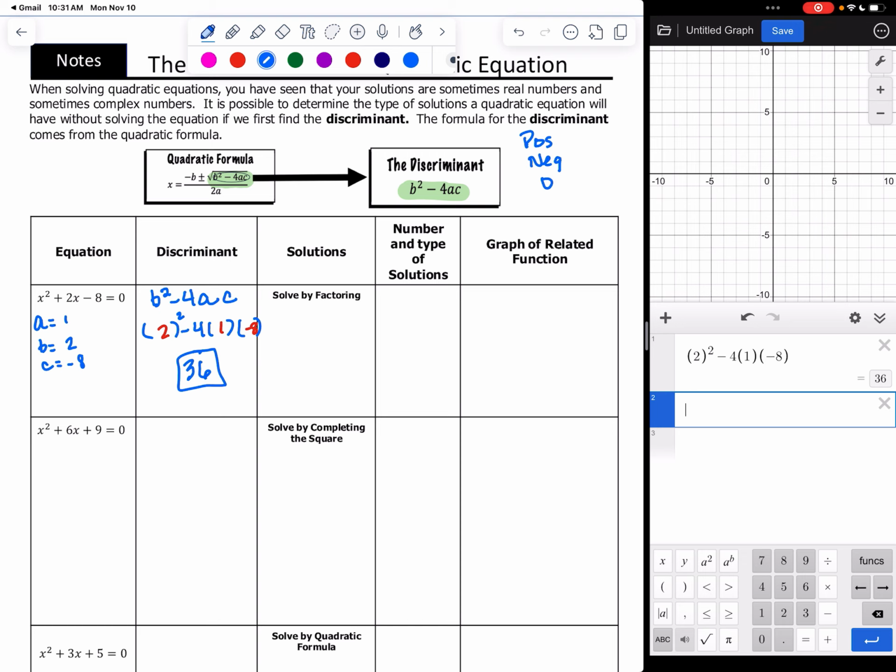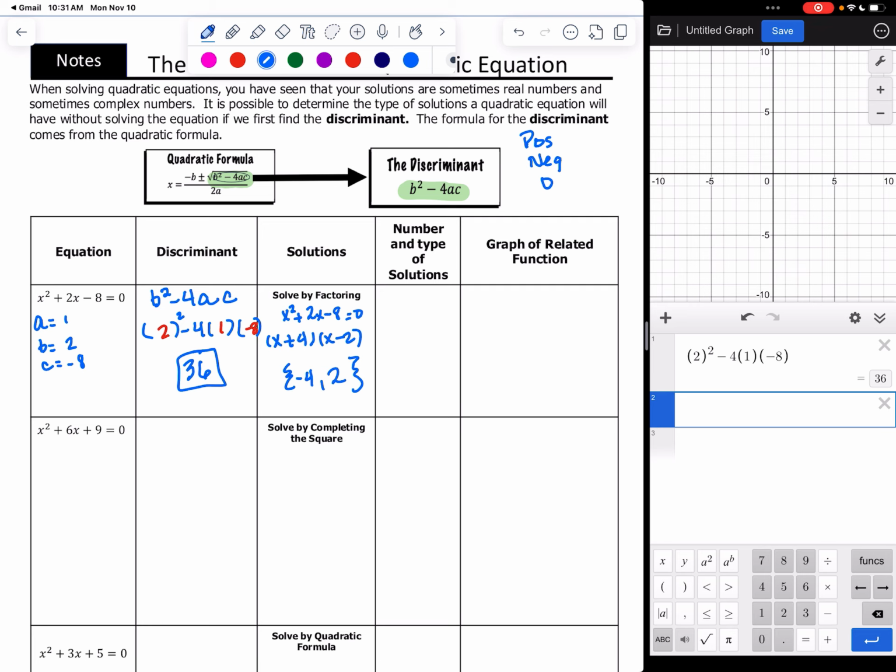Now, whenever that discriminant is a positive perfect square, that means you can solve it by factoring. So that's what we're going to do in this problem. I'm going to take my original problem, x squared plus 2x minus 8 equals 0. I'll draw two parentheses. I'll use x and x. For 8, I'm going to use 4 and 2. I'll put the positive on the 4, the negative on the 2. So that gives me solutions of negative 4 and positive 2.